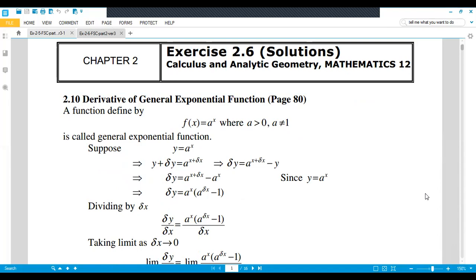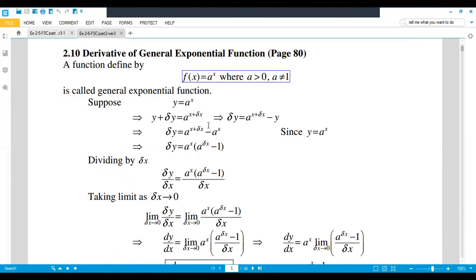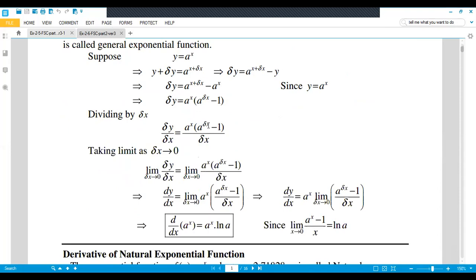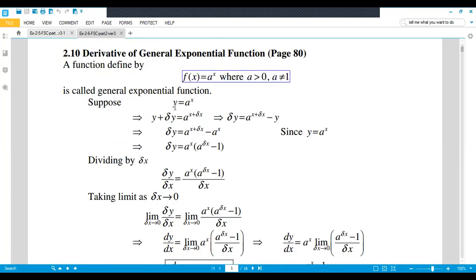So how can you find the derivative of such types of functions in which the value is given in the power or exponent? First, you have given f of x equals a power x. You know that the derivative of a power x is a power x natural log of a. So how does it come? Proof is here. Suppose y is equal to a power x.